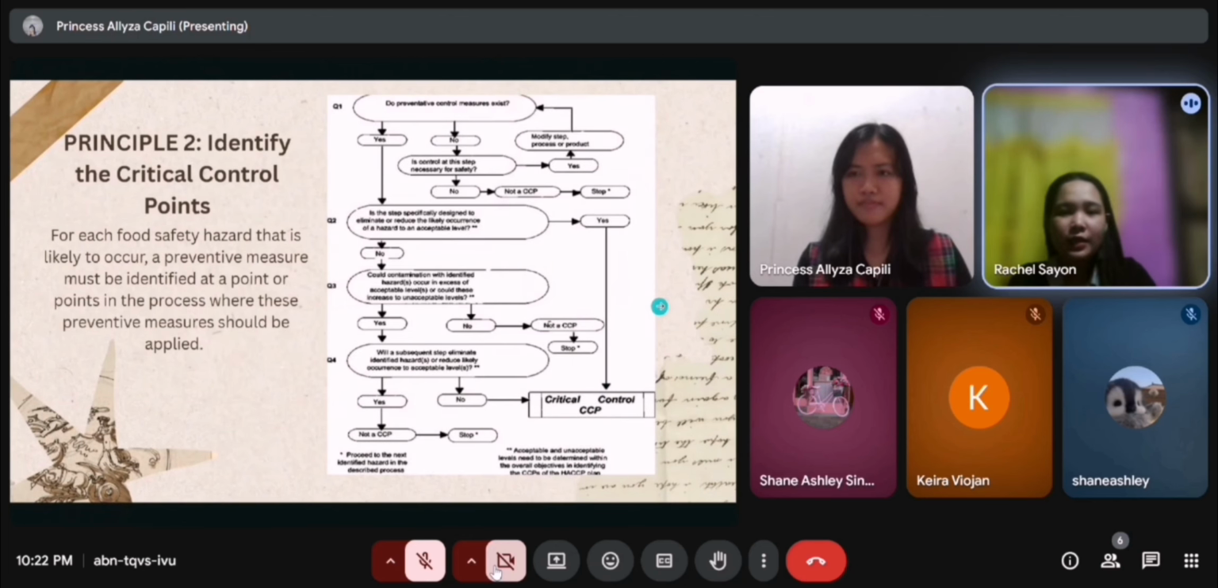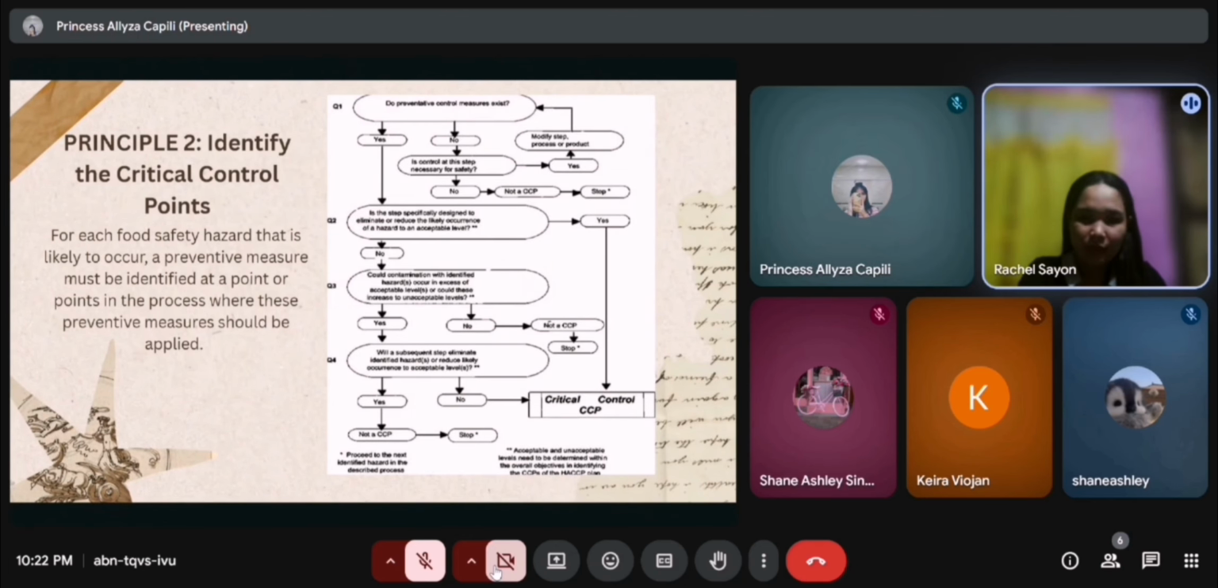For principle 2, identify the critical control point. In food production, there are many steps such as receiving raw materials, washing, cooking, cooling, storing, and packaging. At each step, a food safety hazard, biological, chemical, or physical, may occur. A critical control point, or CCP, is a step where control is essential to prevent a hazard, eliminate a hazard, or reduce a hazard to a safe level.